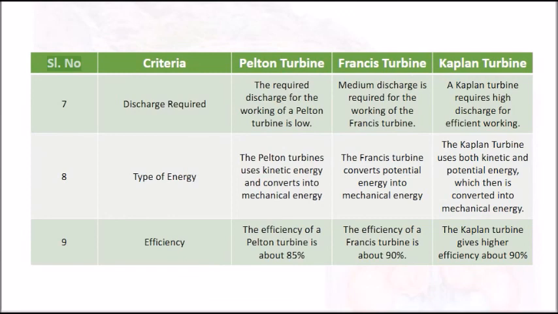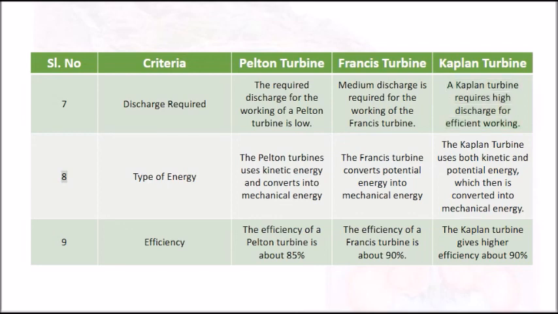7, Discharge required. The required discharge for the working of a Pelton turbine is low. Medium discharge is required for the working of the Francis turbine. A Kaplan turbine requires high discharge for efficient working.